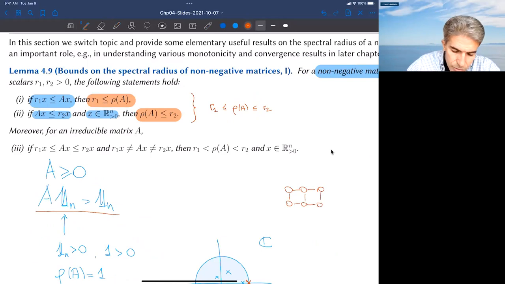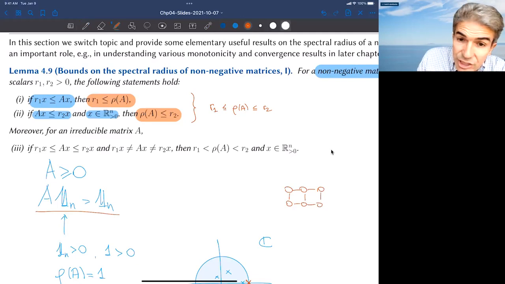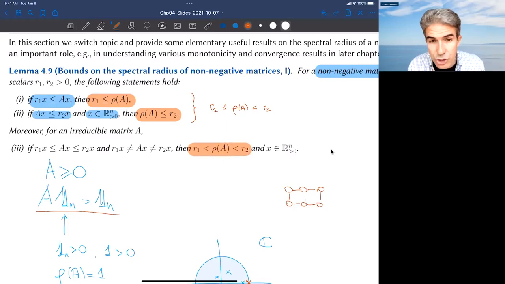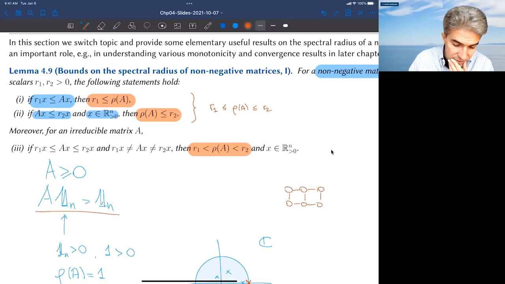Now, suppose that I want to get strong inequality, strict inequality. Can I give you some sufficient conditions such that R1 is strictly less than rho, which is strictly less than R2? I'd like to understand that case. Of course, a couple of things need to happen. Otherwise, this task doesn't even make sense. Of course, I need to consider R1 strictly less than R2. Otherwise, I have a contradiction.